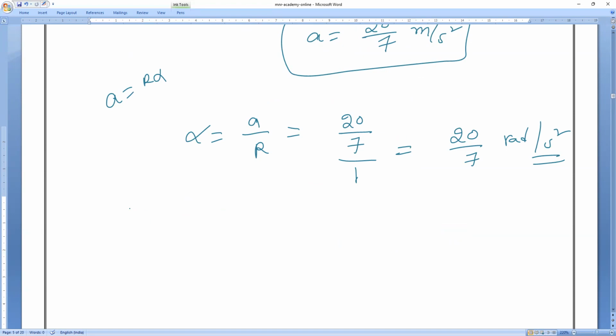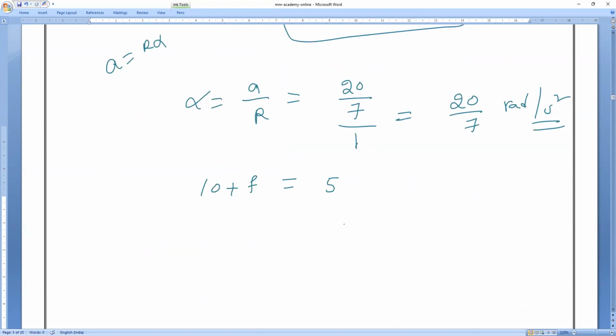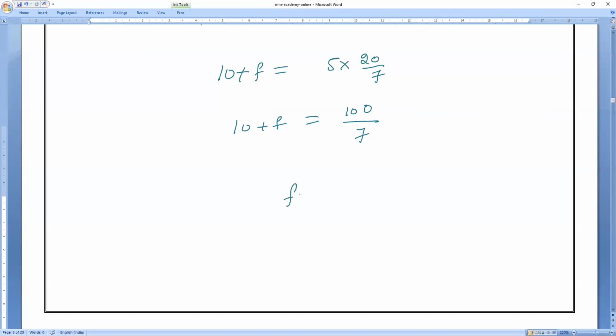So what is the friction? Let me take the first equation and substitute: 10 plus F is equal to 5 into A. Substituting the value of A, 10 plus F is equal to 5 into 20 by 7, which is 100 divided by 7. Now 10 will come to this side. F is equal to 100 by 7 minus 10, which is 100 minus 70 divided by 7. So the force of friction is equal to 30 divided by 7.